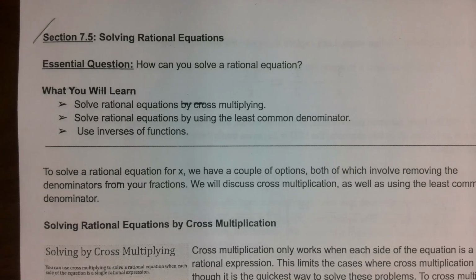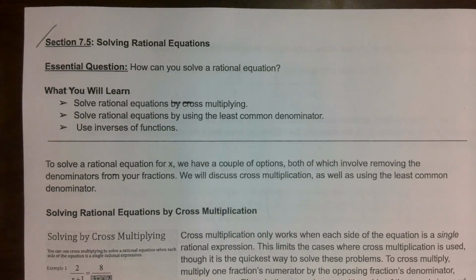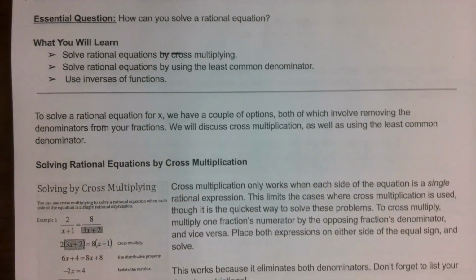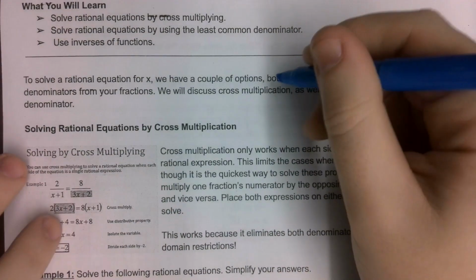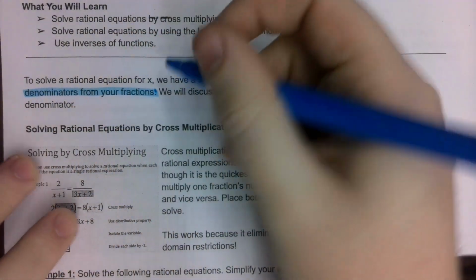Today we are going to be talking about how to solve these rational equations. We've gotten so familiar with them at this point that it's only natural that we can now solve some of these beyond just simplifying them. There are two options we're going to be learning today: cross multiplication and using the least common denominator. But there is something both of these methods have in common: both involve removing the denominators from your fractions.